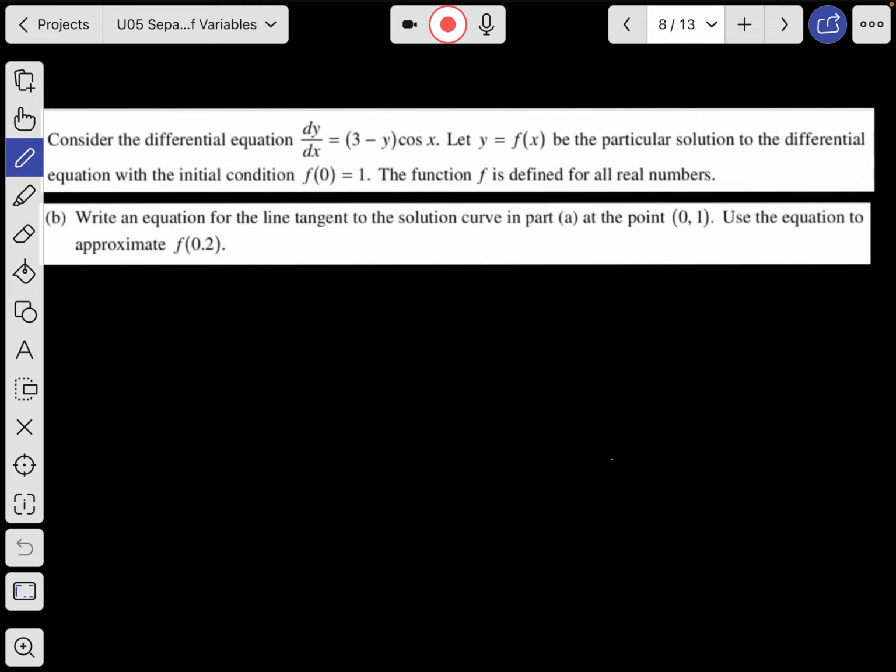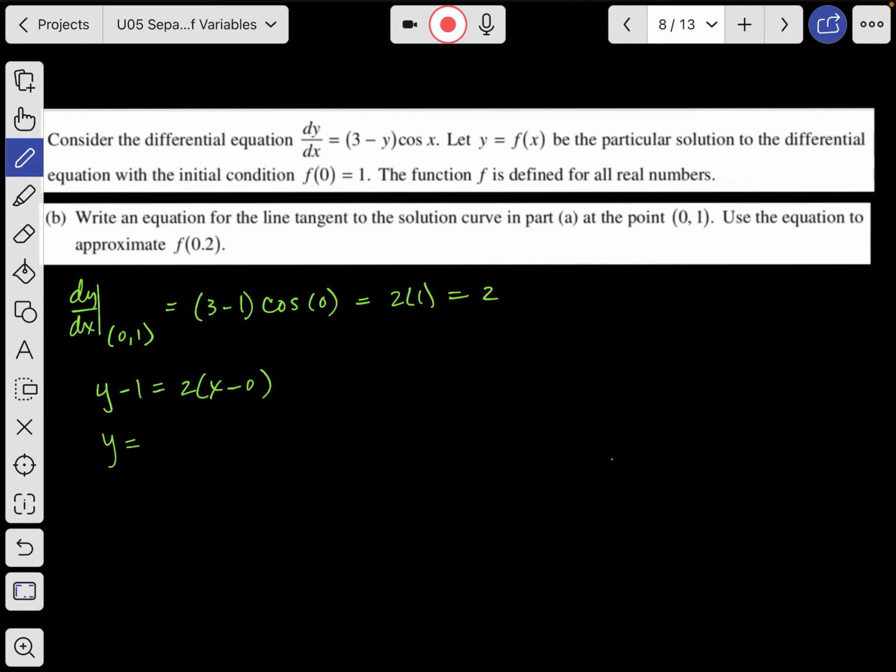All right, so we have a point. We just need the slope. So dy/dx evaluated at this point (1, 0). Let's plug it in. So I'm going to have 3 minus 1 times cosine of 0. So this is going to give us 2 times cosine of 0, which is 1, and so this is just 2. So we know the slope is 2. So my tangent line is going to be y minus 1 is equal to m times (x minus 0), or y is equal to 2x plus 1.